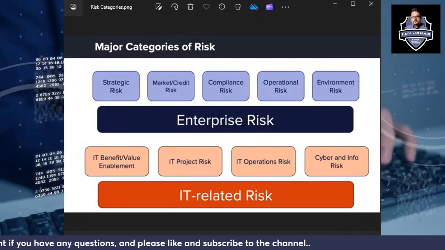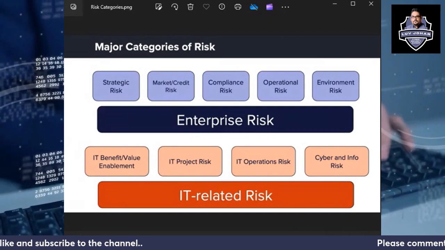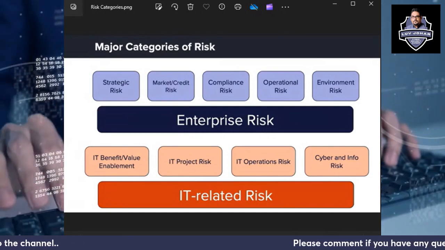So I hope this has given you a brief understanding of different types of risks, enterprise risk categories and IT related risk categories.